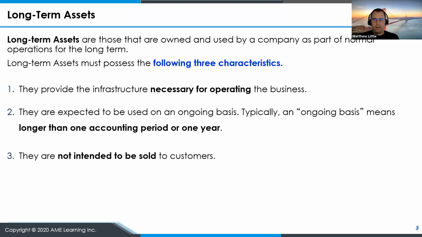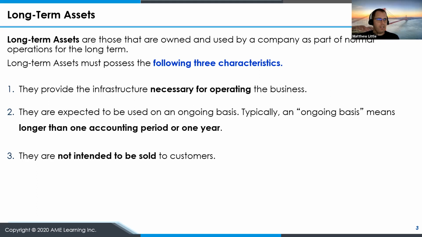So a reminder that long-term assets are items that we own as part of our normal operations, but over the long term. Typically, long-term assets are something we buy that's necessary for operating, it could be a piece of machinery or a building that's required to do our business in. They're expected to be used on an ongoing basis. So we're not just going to use them up in, say, one fiscal year or one accounting period, that we're going to use it for a number of years likely.